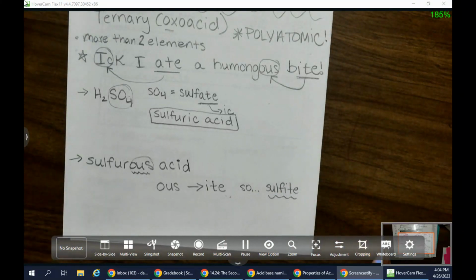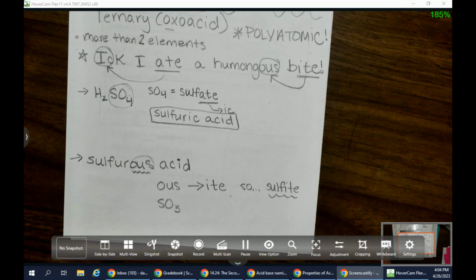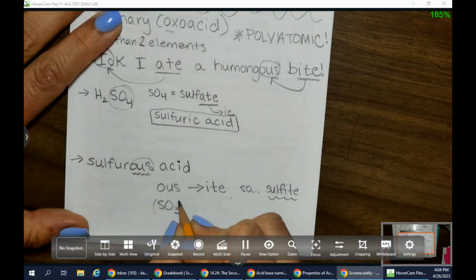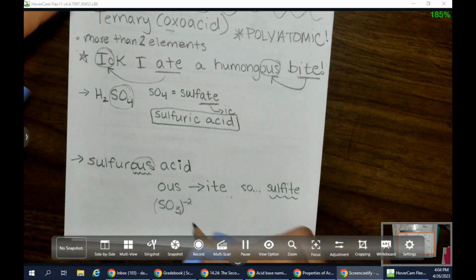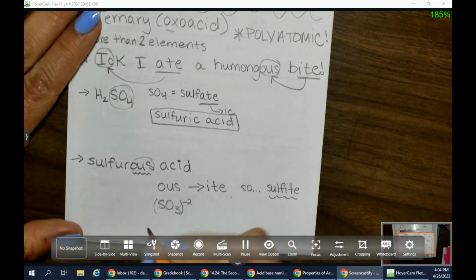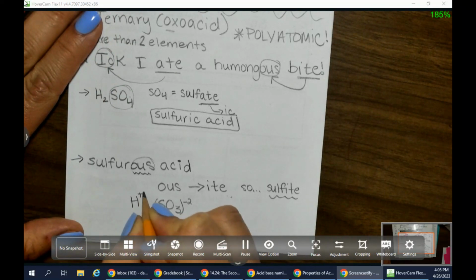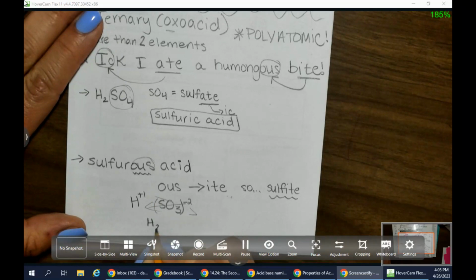What is the formula? SO3. What is the charge for sulfite? It is still a -2. All of the sulfates and sulfites and such are all -2s. And then we know, what does every acid start with? An H. I know I should have written the H first, I'm sorry. So I have my H, which has a +1. Crisscross, and you end with H2SO3.